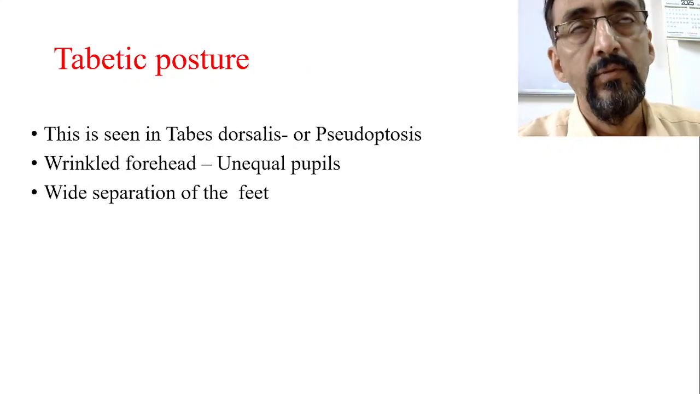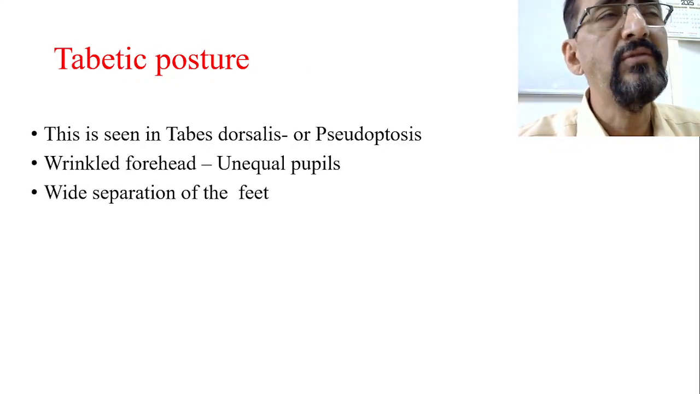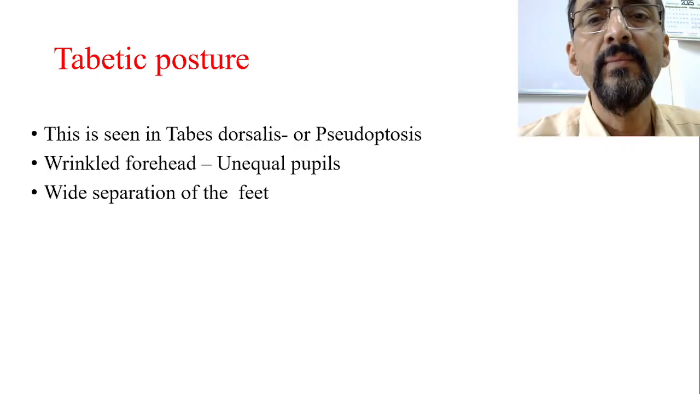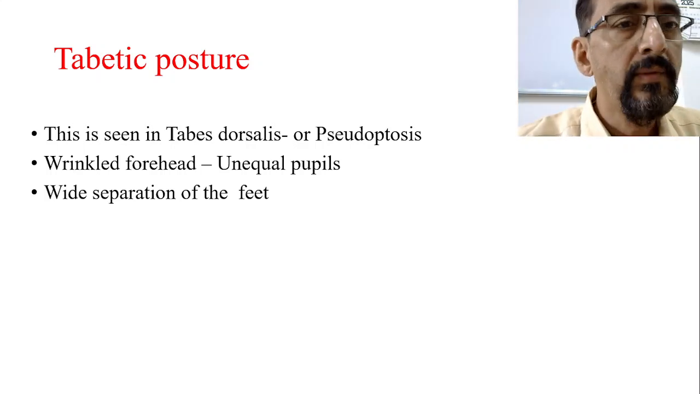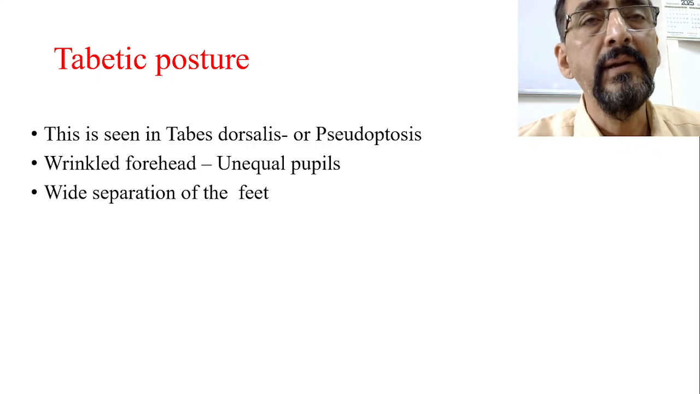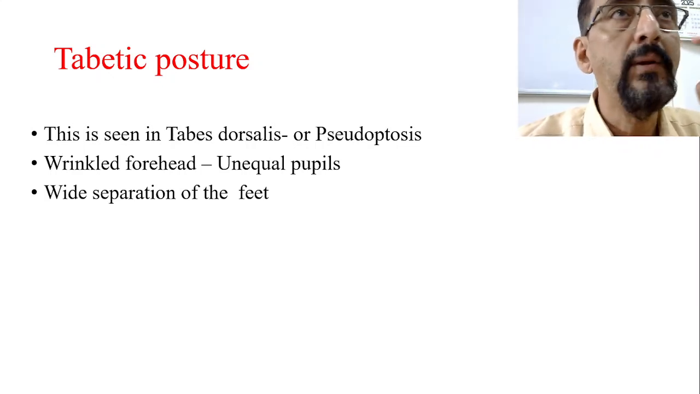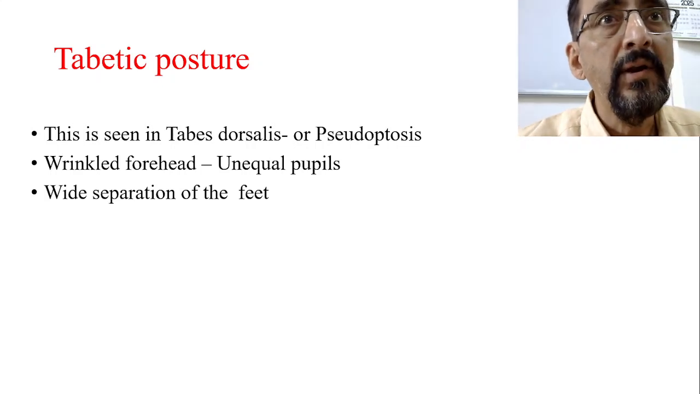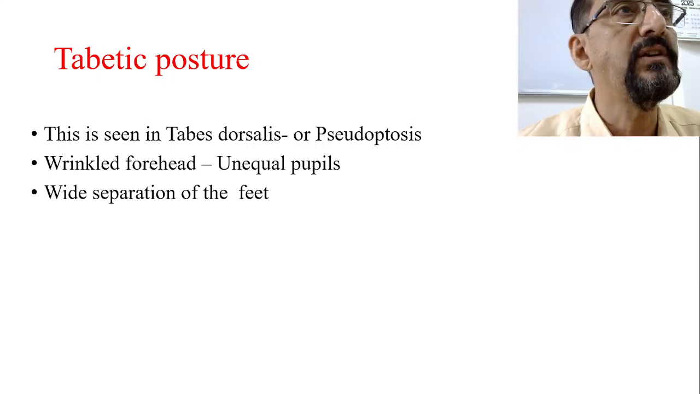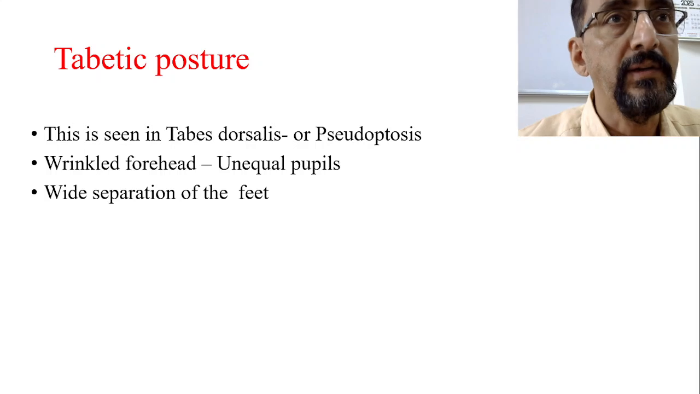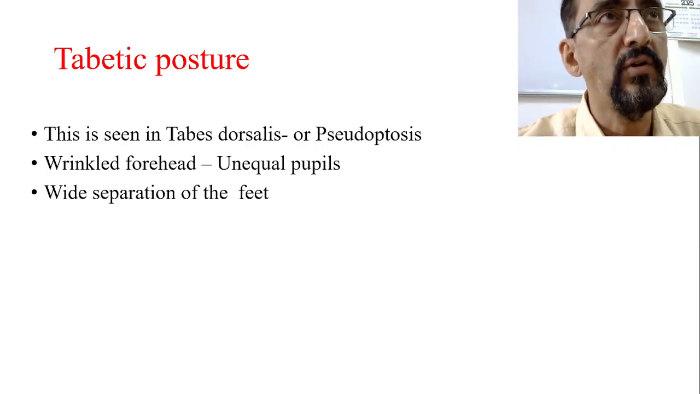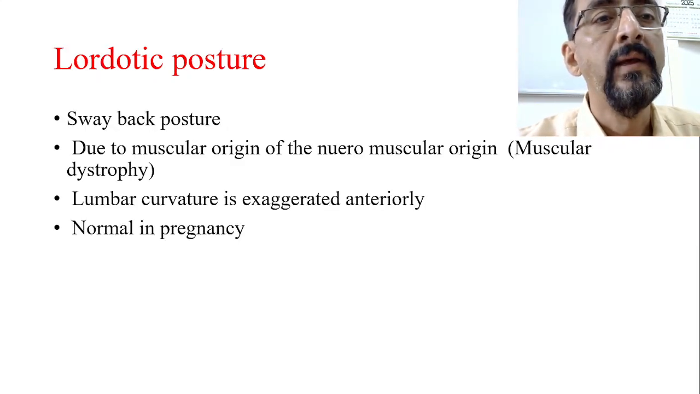Tabetic posture. One more posture is tabetic posture. This is actually seen in tabes dorsalis or sometimes even in pseudoptosis. Usually we will find in tabes dorsalis a wrinkled forehead and unequal pupils, and the important posture-wise feature, that is wide separation of the feet. Feet are widely separated. This is called tabetic posture.